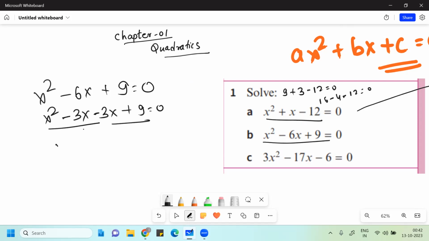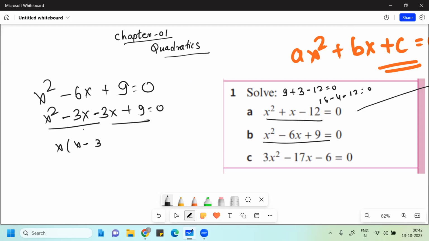Take this as a common, so this is x minus 3. Here I can take minus 3 common, so this is x minus 3 is equal to 0. So x minus 3 whole square is 0, which means the value of x you will get is 3. Fine, so here you will get one value of x. The value of x is equal to 3. If you put x equal to 3 into this equation, the whole equation will turn to 0.